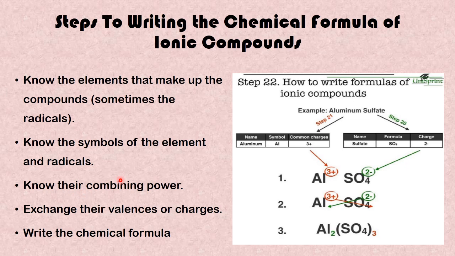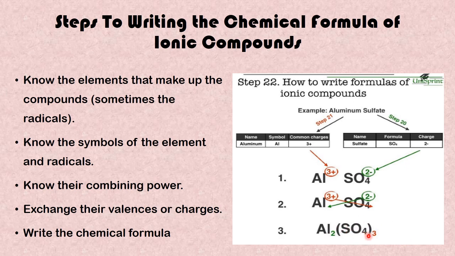Now number 3, we need to know their combining power. The combining power or valency of aluminum is +3, while the combining power for the sulfate ion is -2. Now as you have here, we need to exchange their valencies. We have aluminum that carries the +3 charge, and the sulfate radical or ion that carries -2. So what we need to do is exchange the valencies or the charges. As you can see right here, the -2 for the sulfate radical goes to aluminum, while the +3 goes to the sulfate. Now we have the final formula right here.